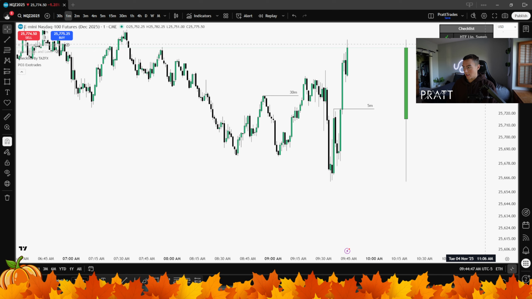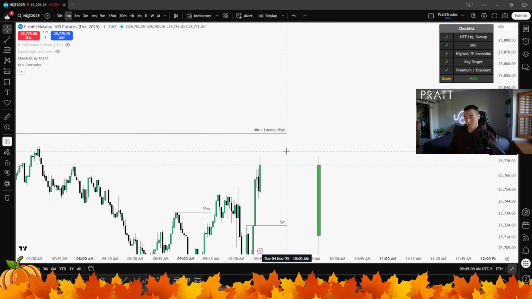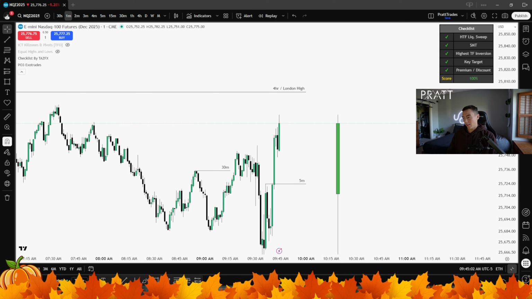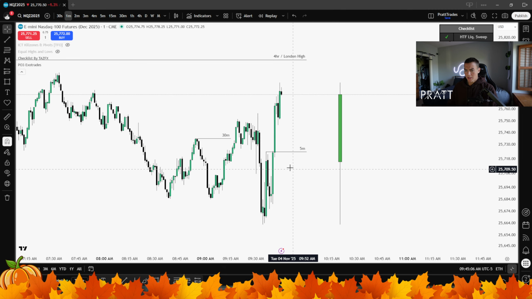And those are the two biggest things that are a part of my checklist. You can't even see my checklist, but those are the two biggest things up here. If I was just going off higher time frame inversion, key target, which is far away, and premium discount, it's not a valid trade for me. So I wouldn't have taken anything there, even though I am a little more lower time frame bullish.